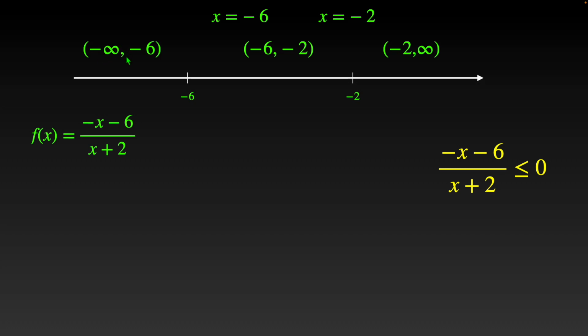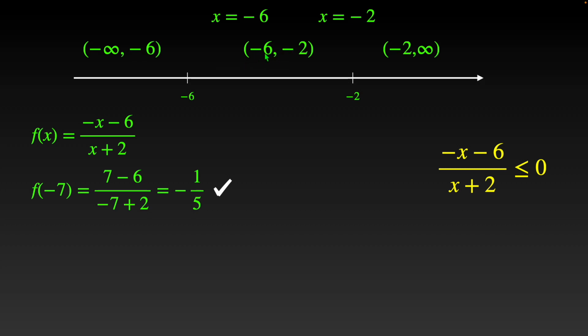Let's pick a number in this set here. I picked negative 7. You can pick a different number. When we pick negative 7 and plug it in, we get negative 1 over 5. If you pick a different number in this set, you will still get a negative number. Different negative number, but a negative number. And that's all we care about. We want to make sure that number is less than 0. So since this number is less than 0, this set is part of the solution.